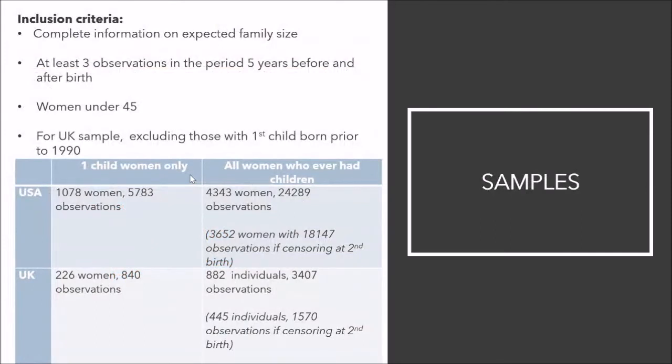Sample-wise, I only included women who I had complete information on about their expected family size over time. I needed at least 3 observations within this time period in order for the growth curve model to perform effectively. I censored women at age 45, and for the UK sample, I excluded those with the first child prior to 1990 because I had too few observations. This left me with the numbers below, and I have 2 samples that I use. One is just 1-child women, and the other is all women who ever had children. And as you can see, the sample size in the USA is considerably larger than the one I have in the UK.